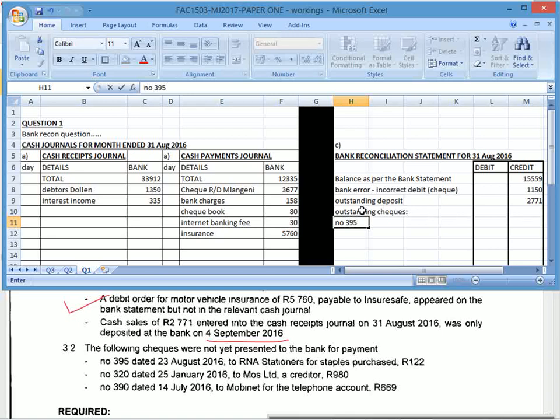395. 395 was on the 23rd of August. Then you've got January 2016. Okay, January 2016, look at the date. Is that within 6 months? No, it's greater than. Okay, so the first check is outstanding because it's the 23rd of August. Right, so that one we'll put here.